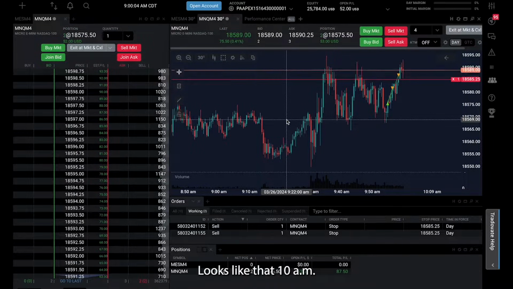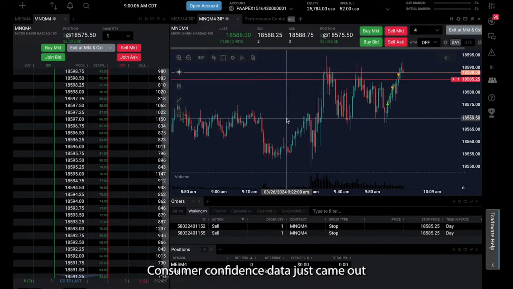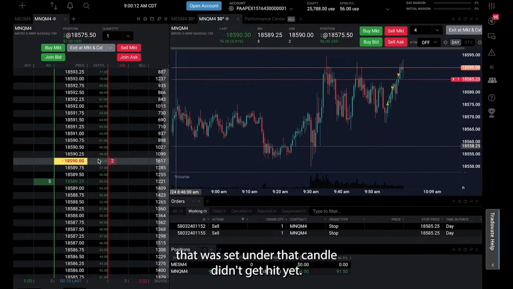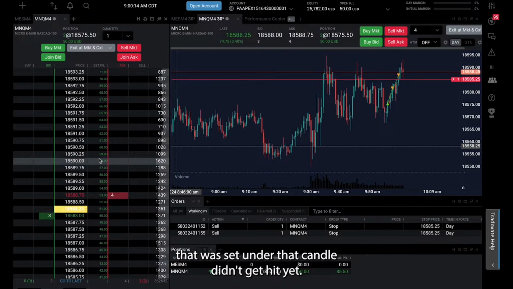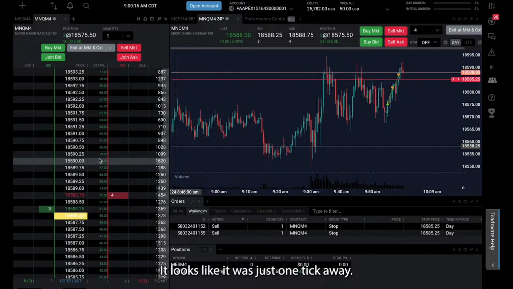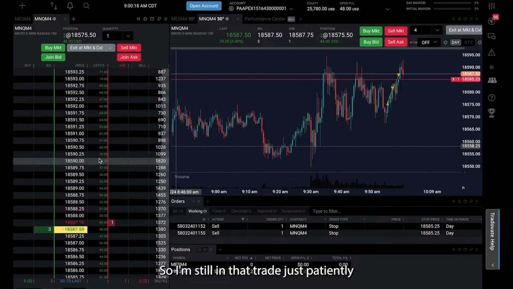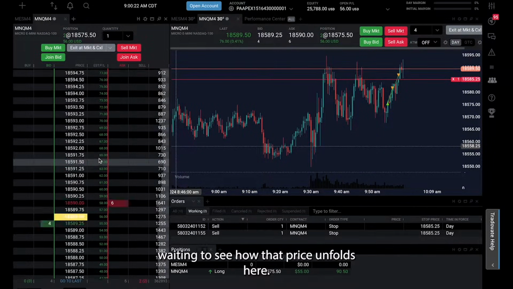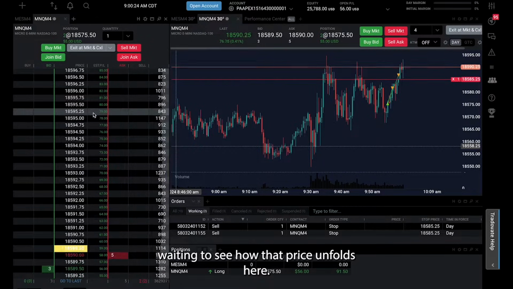And there you go. Looks like that 10 a.m. consumer confidence data just came out, and my trailing order that was set under that candle didn't get hit yet. Looks like it was just one tick away. So I'm still in that trade, just patiently waiting to see how the price unfolds here.